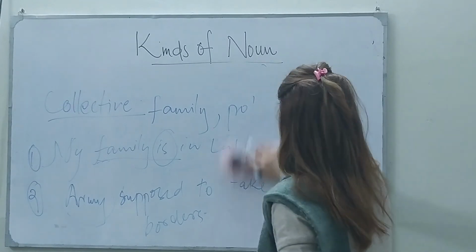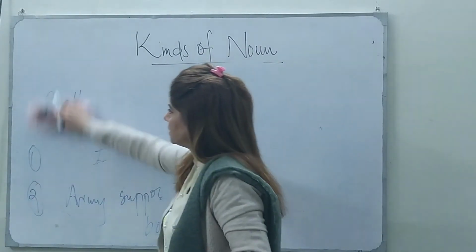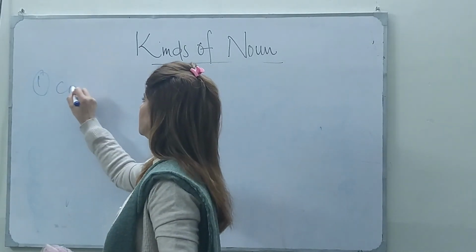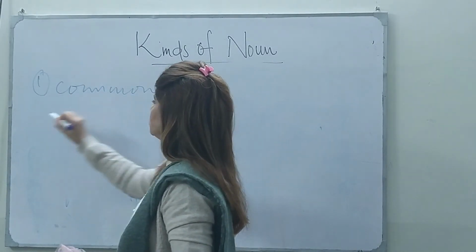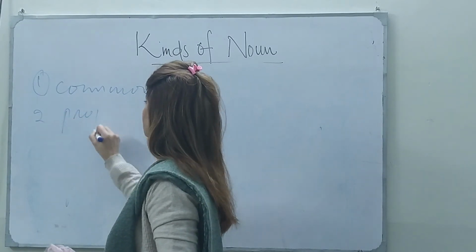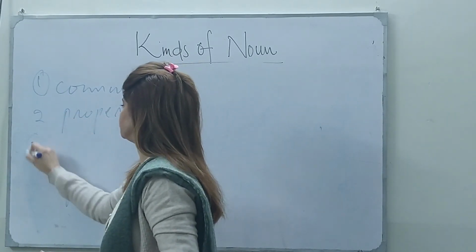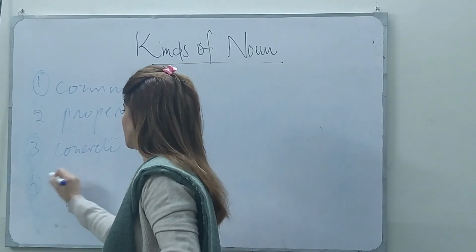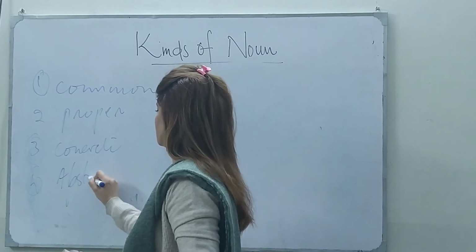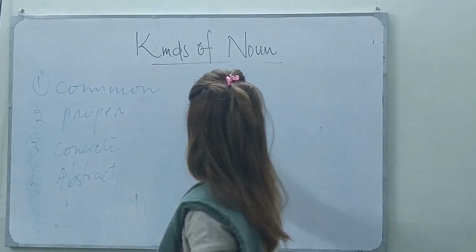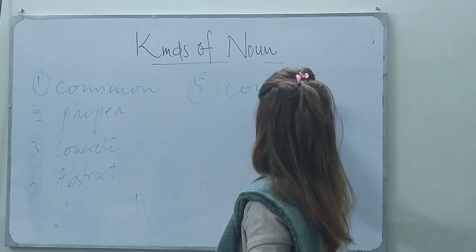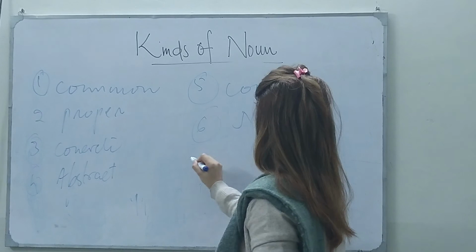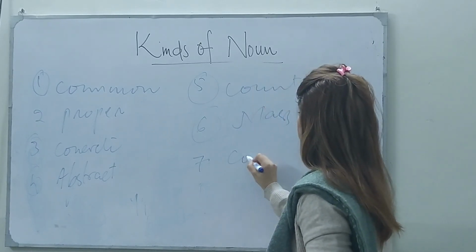Nouns have several kinds, and what are they? Number 1, common. Number 2, proper. Number 3, concrete. Number 4, abstract. Number 5, count. Number 6, mass. Number 7, collective.